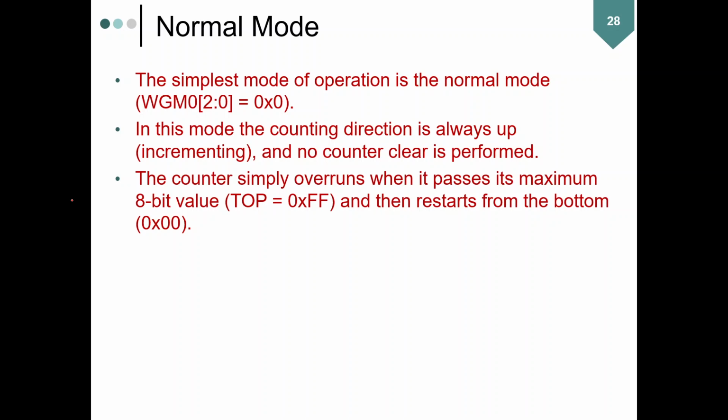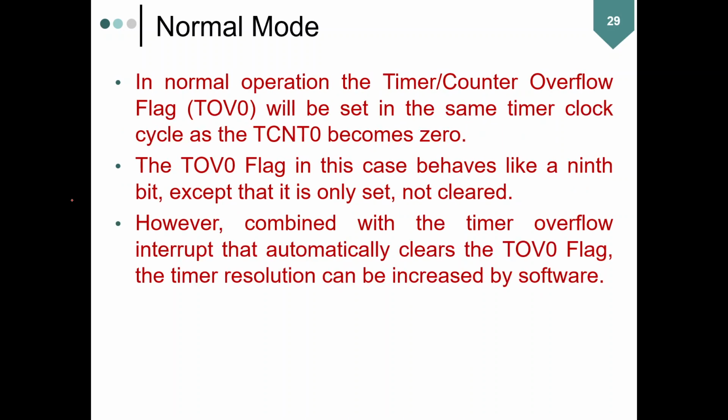So there is no need to perform the counter clear, because it is going to count from 0 up to the maximum value, and then it is going to reset. And then it is going to restart counting from the bottom. In the normal operation, the timer counter overflow flag will be set in the same timer clock cycle as the timer counter becomes 0. So as soon as the timer rolls over from its top to the bottom, the timer overflow flag is going to be set in the same clock cycle.